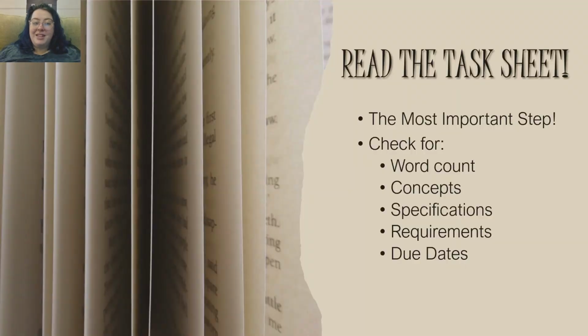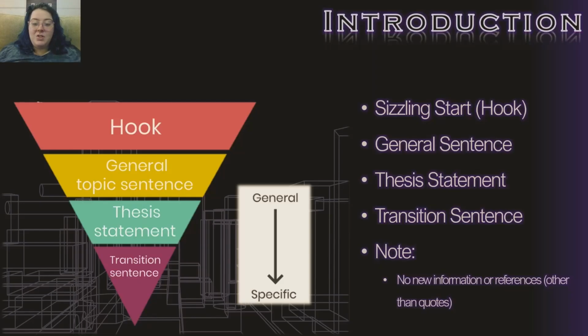All right, read the task sheet. This is very important. Yeah, like it says, the most important step. So what you're checking for on this task sheet is your word count, your concepts, specifications, requirements, and due dates. All right, so we're going to get into each little bit of that structure and just elaborate more on what you're looking for.